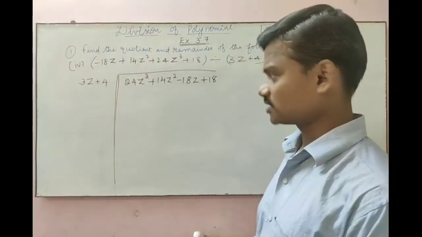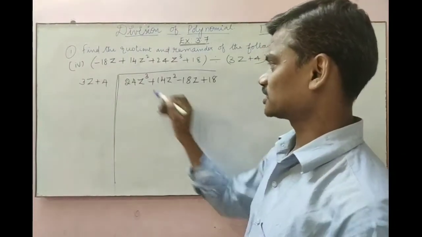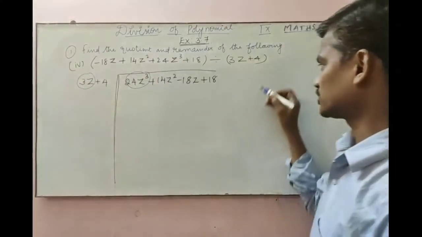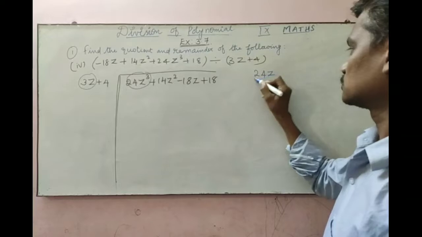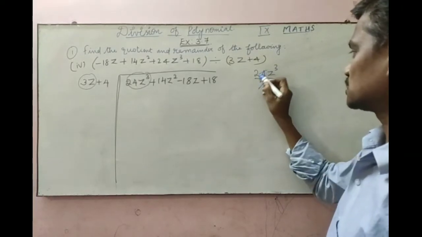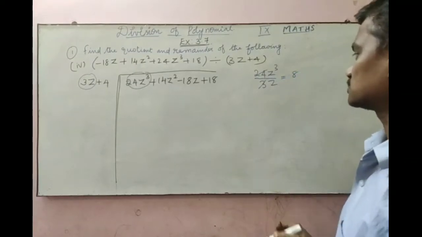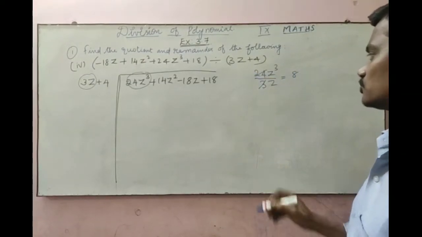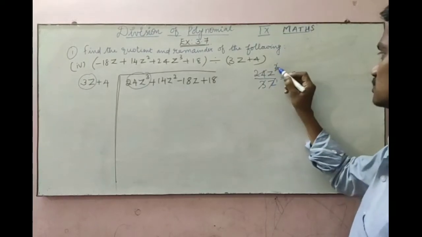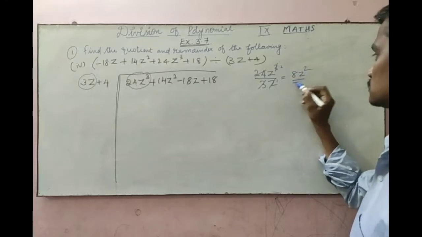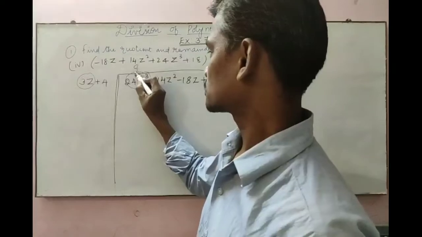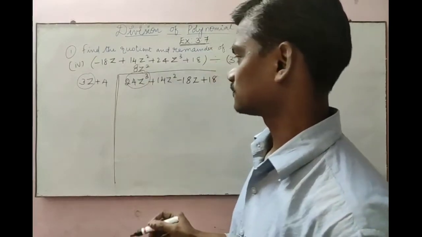What is the first step? The first step, we have to take the first term of the dividend and the divisor, and we have to divide these separately to get the quotient. 24z cube by 3z. 3 and 24 get cancelled, you will get 8. 1 3 is 3, 8 3 is 24. Z cube divided by z, you will get z square. So 8z square. So the quotient is 8z square.